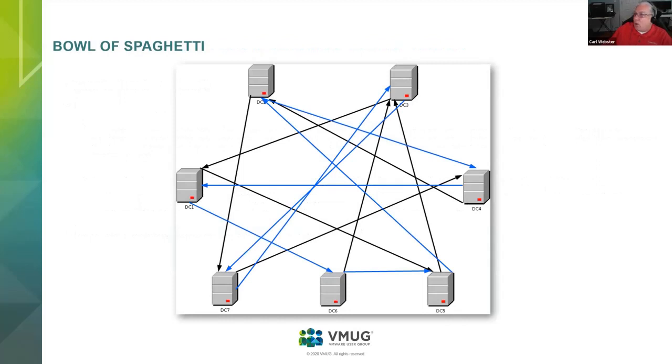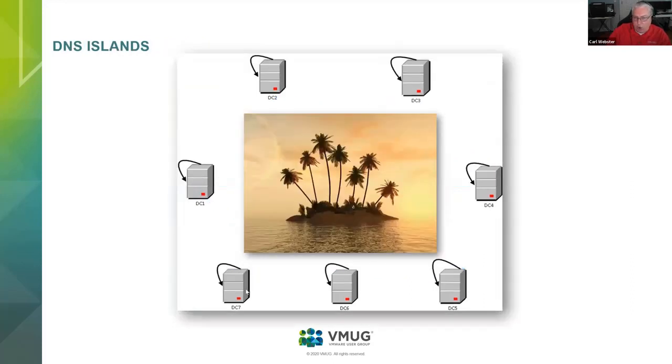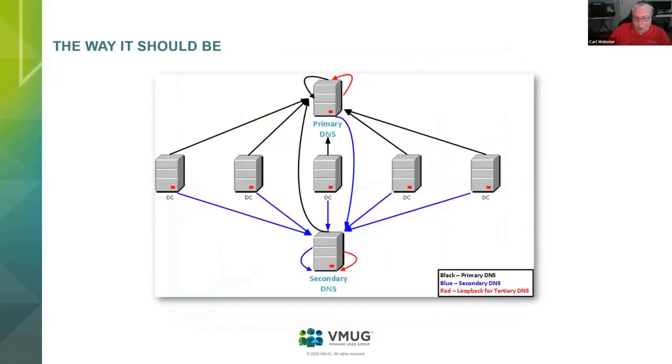Like a big old bowl of spaghetti. Absolutely no rhyme or reason. It's like every admin that set up a domain controller decided how they were going to configure the DNS settings on the domain controller's network interface. There's no rhyme or reason, and things just kind of get out of whack. And then you also have the DNS silence, where every domain controller just points to itself, which is not good. So, the way it should be.